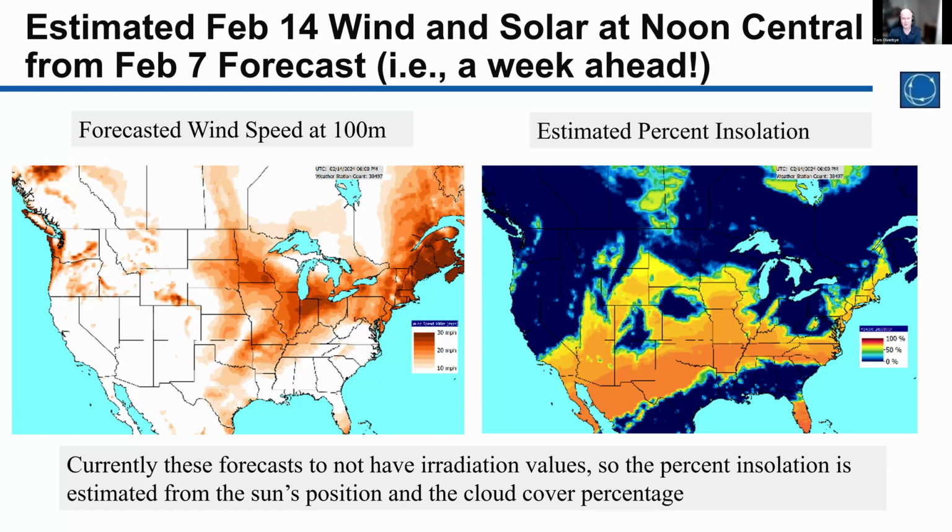These forecasts don't have the irradiation values. So what we do to estimate the solar output is we estimate it from the sun's position, and then use the cloud cover percentage. It's not perfect, but it is certainly better than nothing.